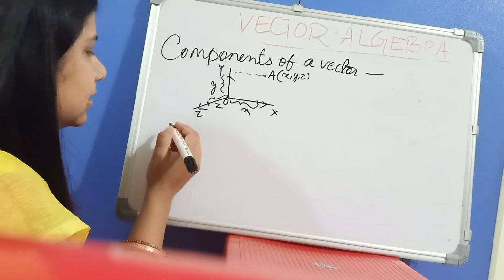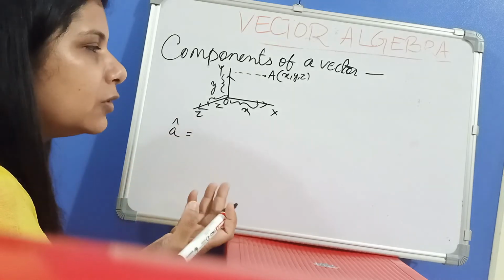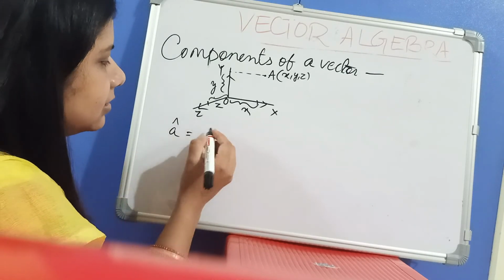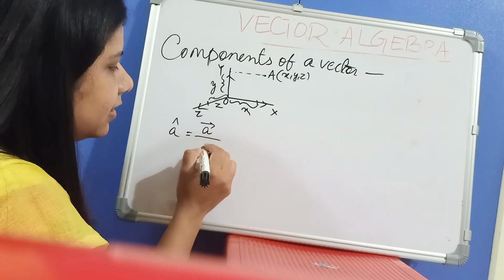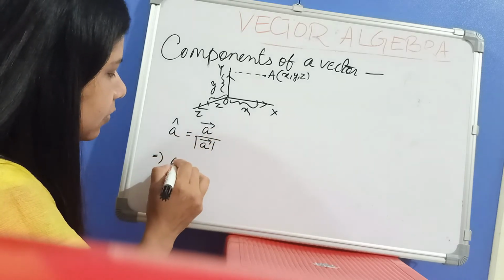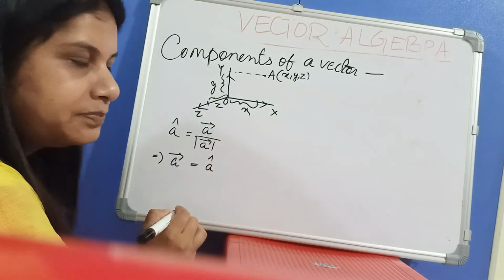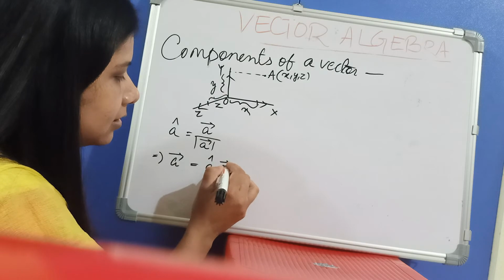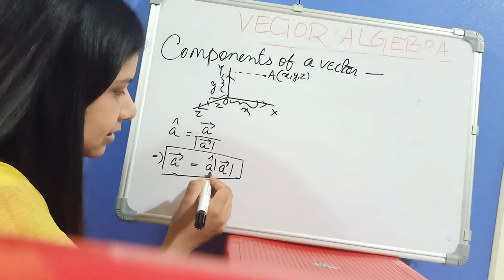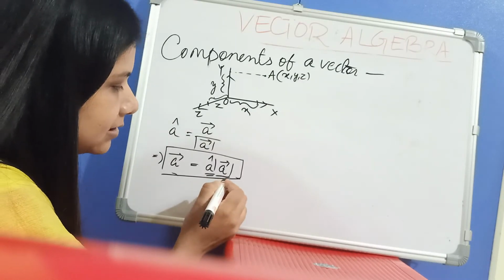Now let's see what is A cap. What is a unit vector? As we have already studied, a unit vector is the vector itself divided by its magnitude. So from here we conclude that the vector is nothing but the unit vector multiplied by its magnitude. So the vector can be represented as the unit vector along that vector times its magnitude.